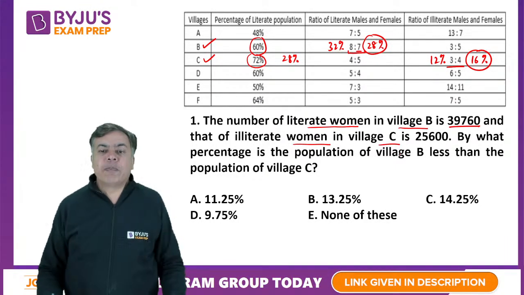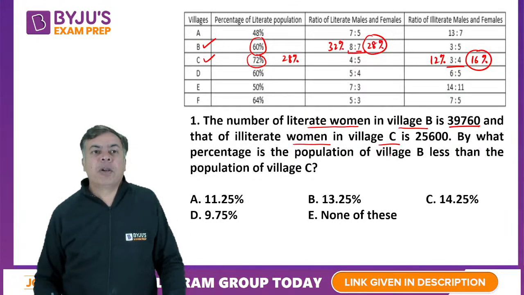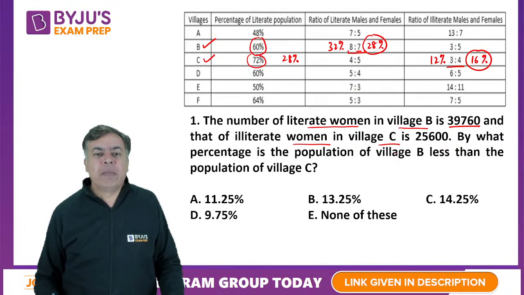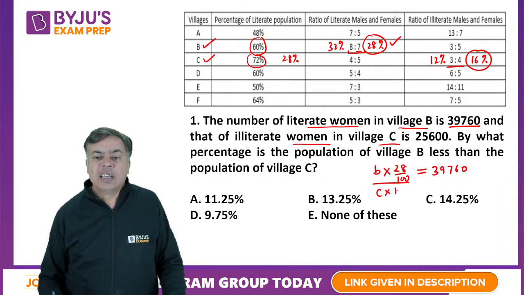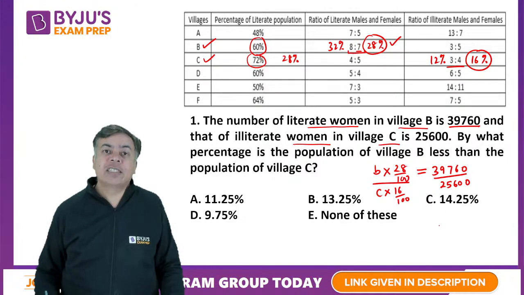By what percent is the population of village B less than the population of village C? So you write B by C. How do we write B by C? I know 28% of the population of village B is 39760, and 16% of the population of village C is 25600. I hope you are getting what I am writing here.